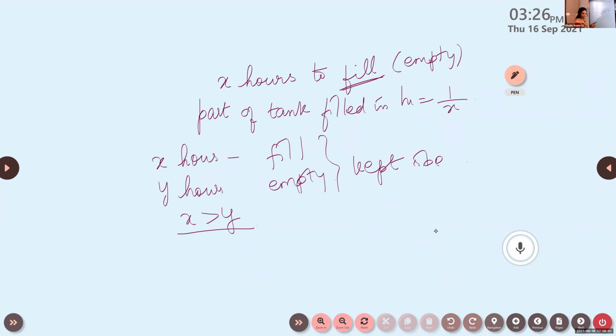Then the part of the tank emptied in 1 hour, when x is greater than y, is 1 by y minus 1 by x. When x is greater, taking the reciprocal makes it smaller, isn't it? So the part of the tank emptied in 1 hour is equal to 1 by y minus 1 by x.